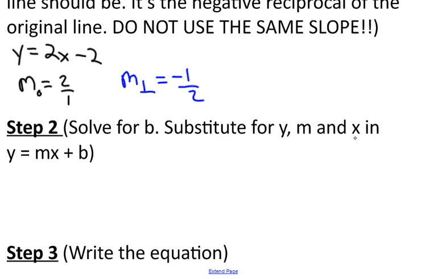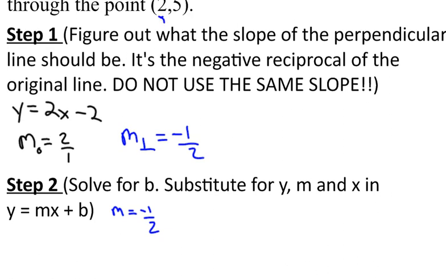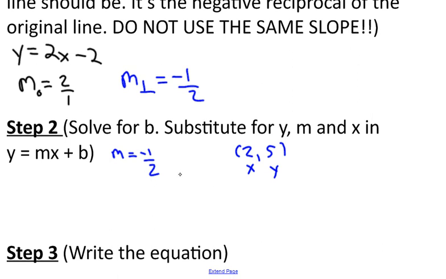All right, next, step 2, solve for b. Substitute for y, m, and x in y equals mx plus b. So we already said m is equal to -1/2. Our x and y are going to come from the point (2, 5). This is x, this is y. So m equals -1/2, x equals 2, y equals 5. So we're going to substitute here to solve for b. We're going to leave b as an unknown, as a variable, because we're solving for b.